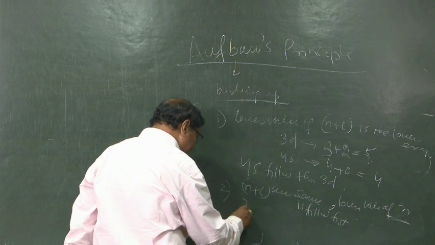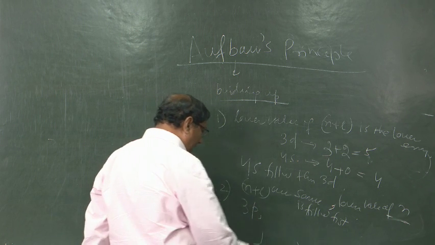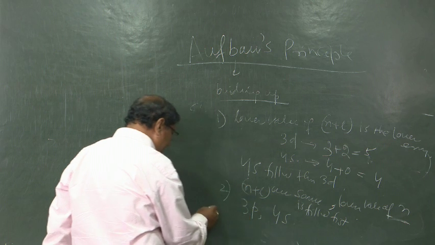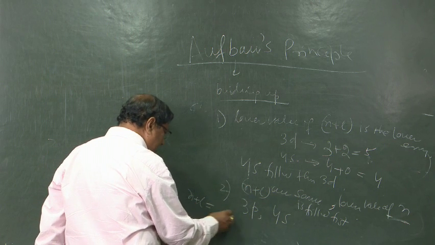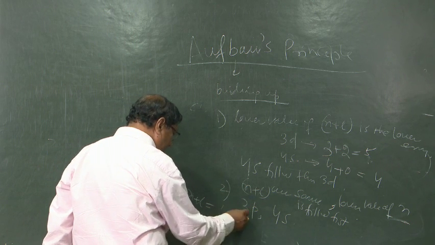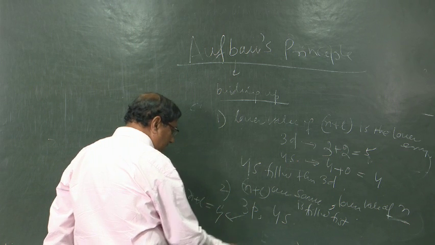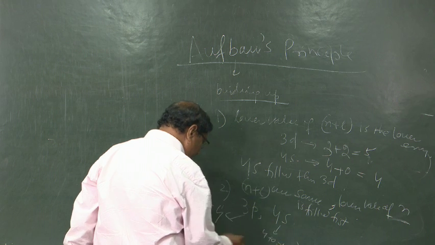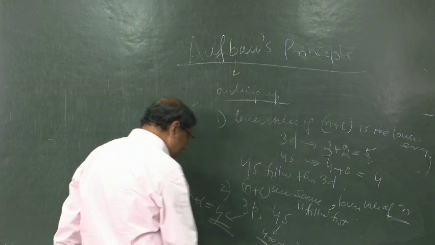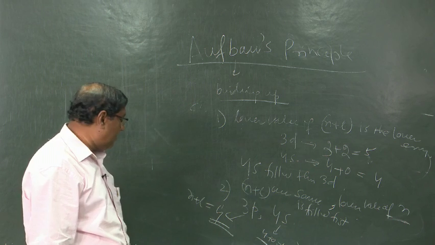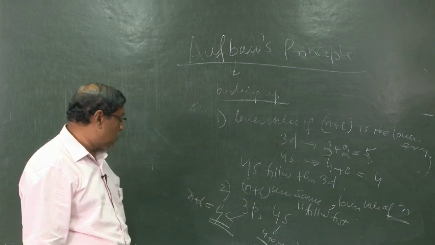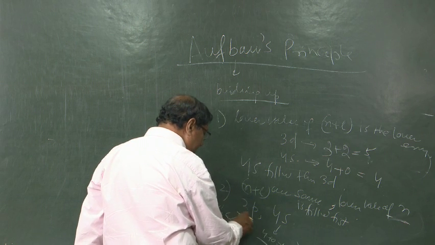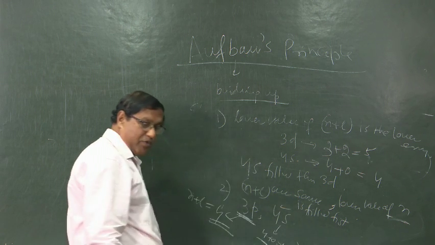Let us see 3p and 4s. Here for 3p, n plus l is equal to 3 plus 1, that is equal to 4. Here for 4s, it is 4 plus 0, which is equal to 4. So in both cases, n plus l is equal. So which will be filled first? The lower value of n means 3p is filled first, then comes 4s.